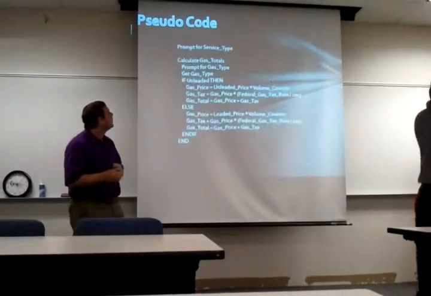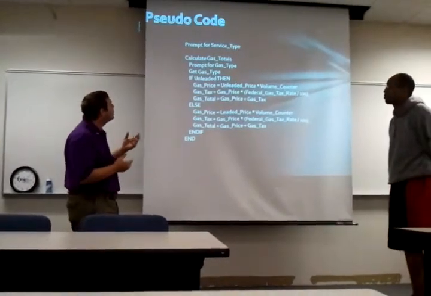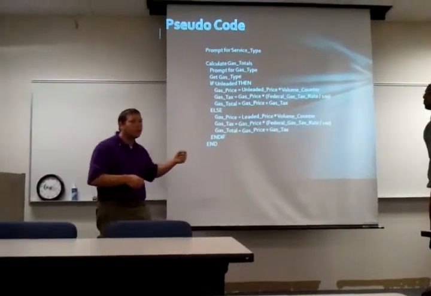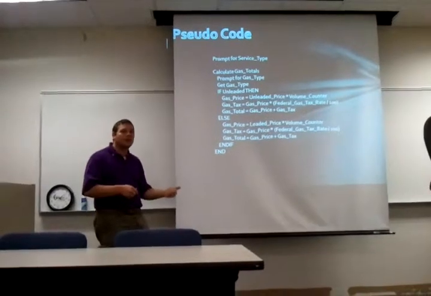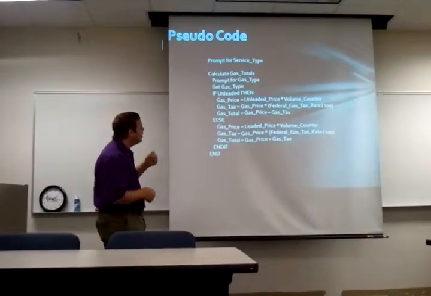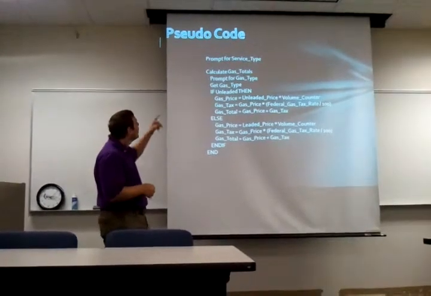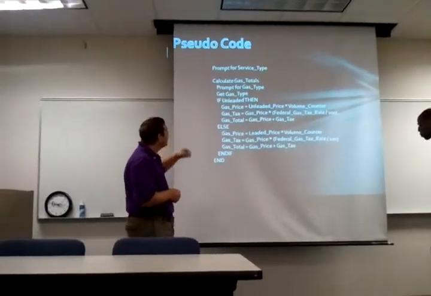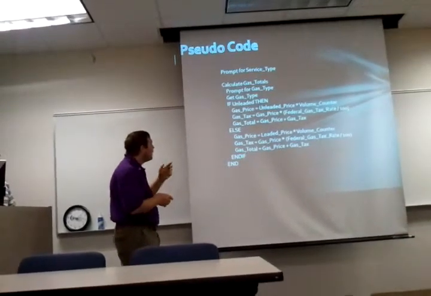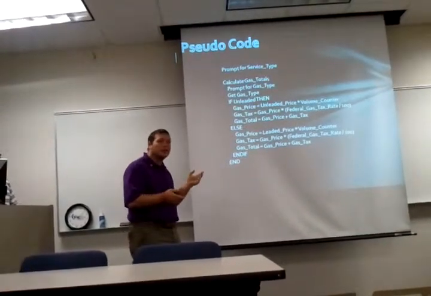The next slide, please. So then we actually start getting into the calculation. We'll prompt for the service type first because we need to know what kind of service the customer wants. We're going to prompt for it, but we're not going to get it yet. We're going to get it later on. Then we're going to calculate the gas totals. We're going to prompt for the gas type, get the gas type. Then I use an if-else statement.